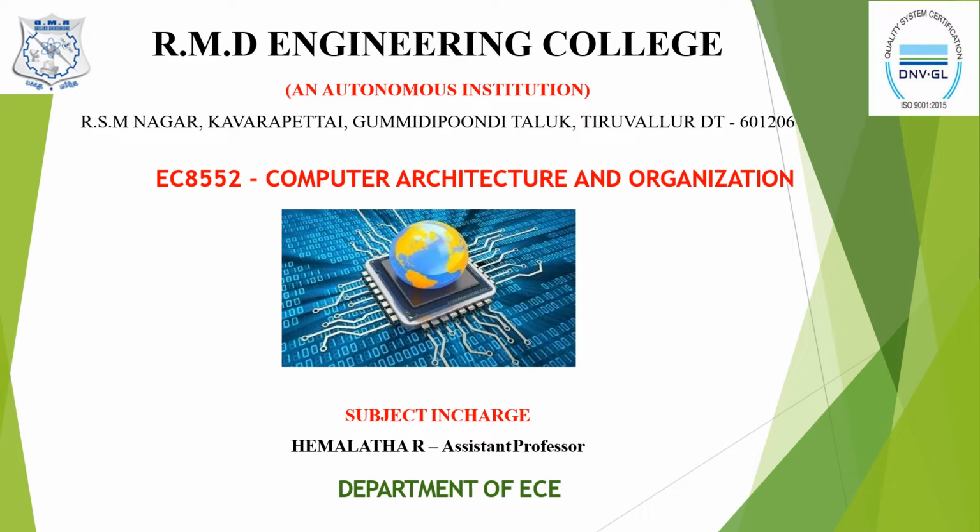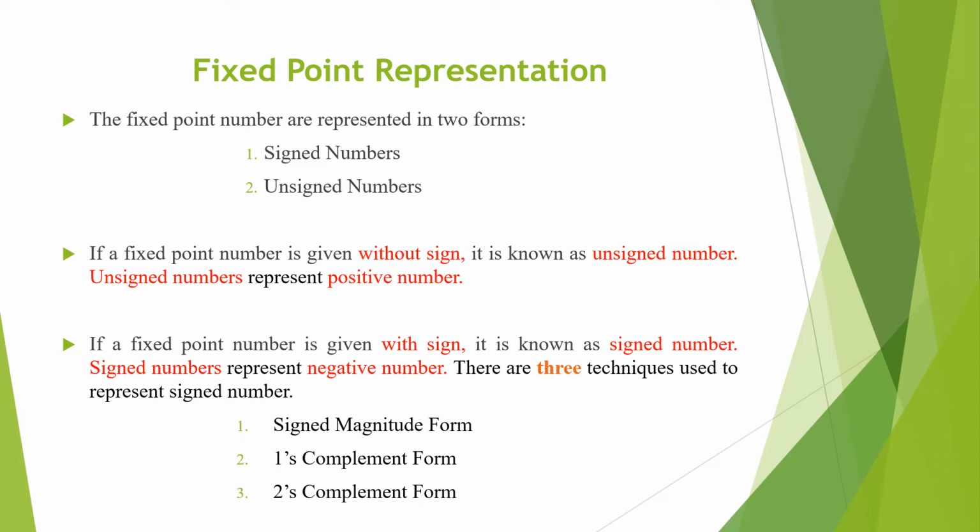Hi guys, in this video we are going to discuss the three different techniques we use to represent signed numbers. In the last video we discussed what is meant by a floating point number and how it can be represented. We said we have two types: signed number and unsigned number. Unsigned numbers are positive numbers, signed numbers are negative numbers. This signed number can be represented in three different techniques, and that will be discussed in this video.